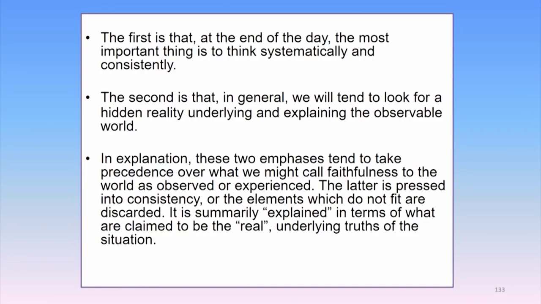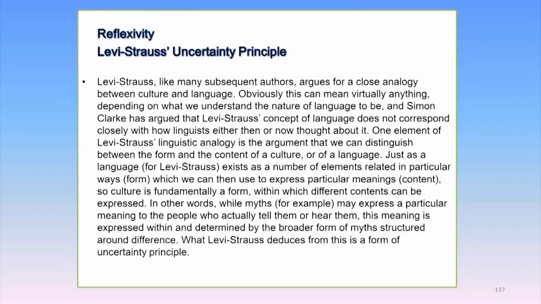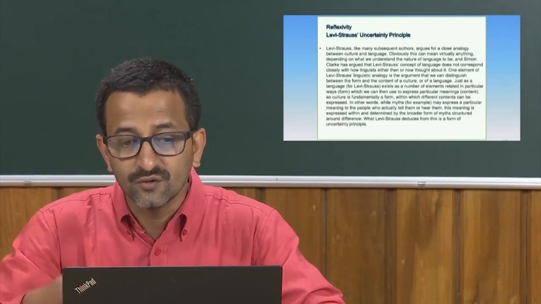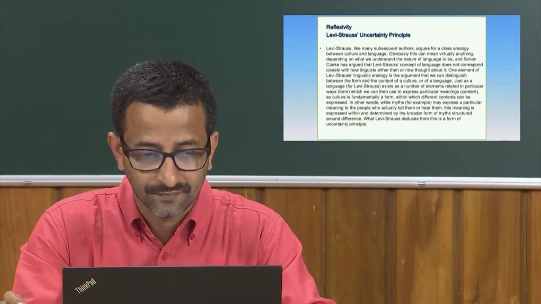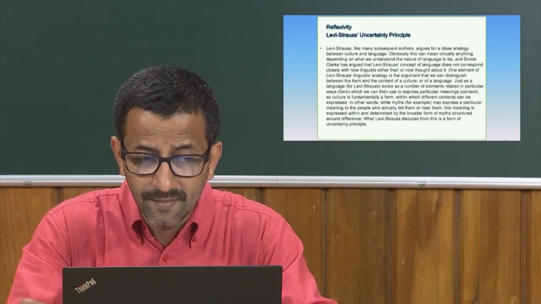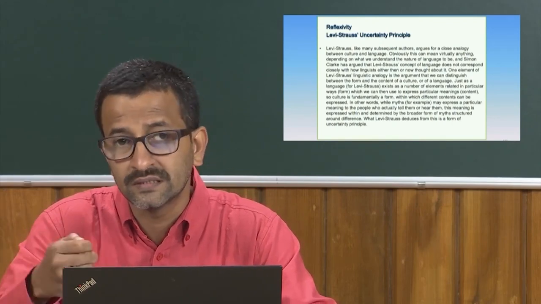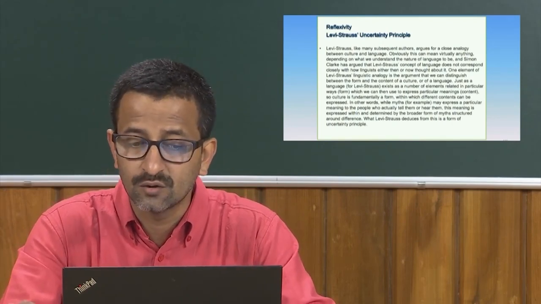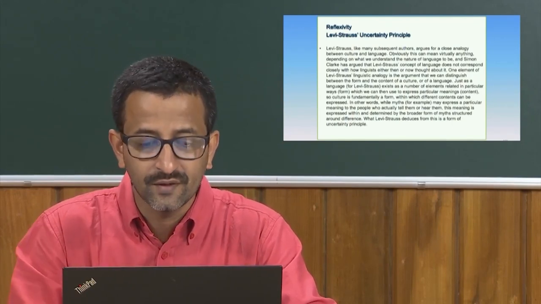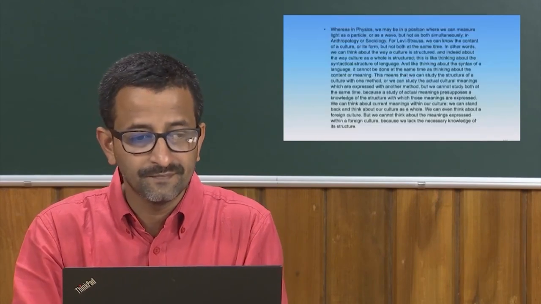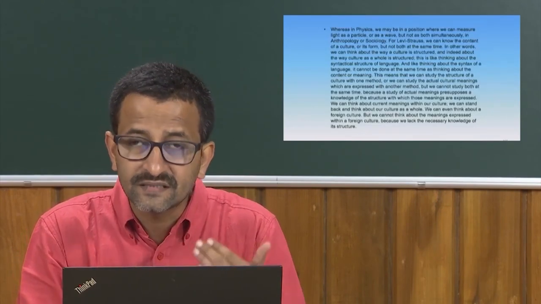Okay. And then in reflexivity, we have discussed Levi-Strauss's uncertainty principle. Okay. How Levi-Strauss argues for a close analogy between culture and language. Okay. It is very important. I mean, one element of Levi-Strauss's linguistic analogy is the argument that we can distinguish between the form and the content of a culture or of a language. Okay. That uncertainty principle we have discussed.